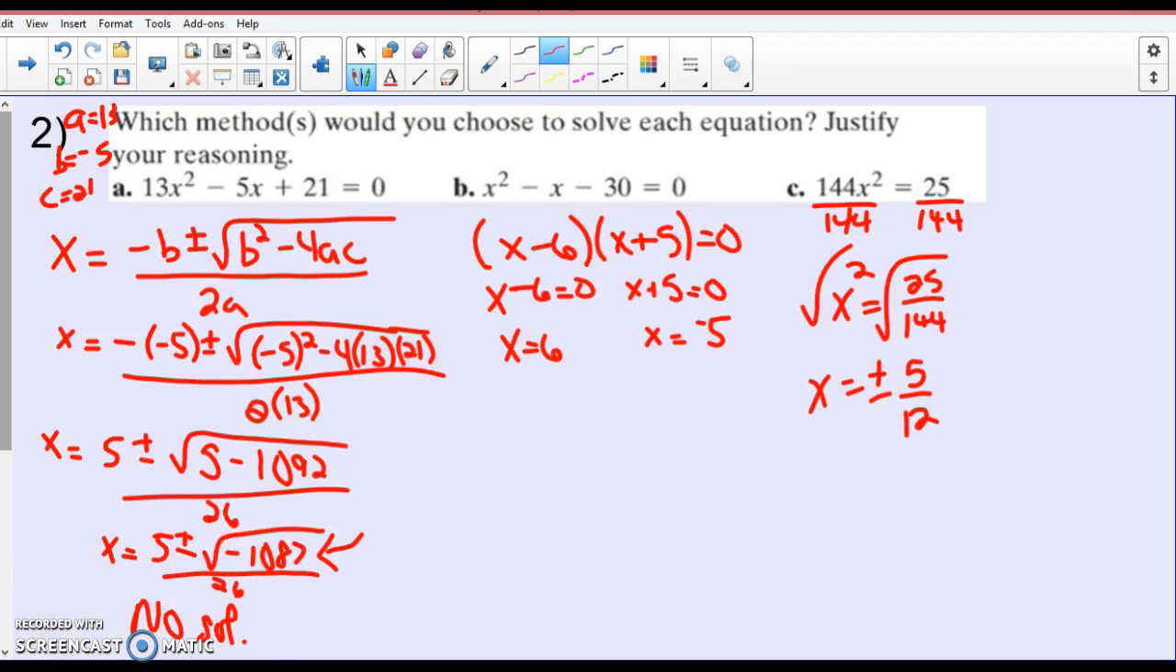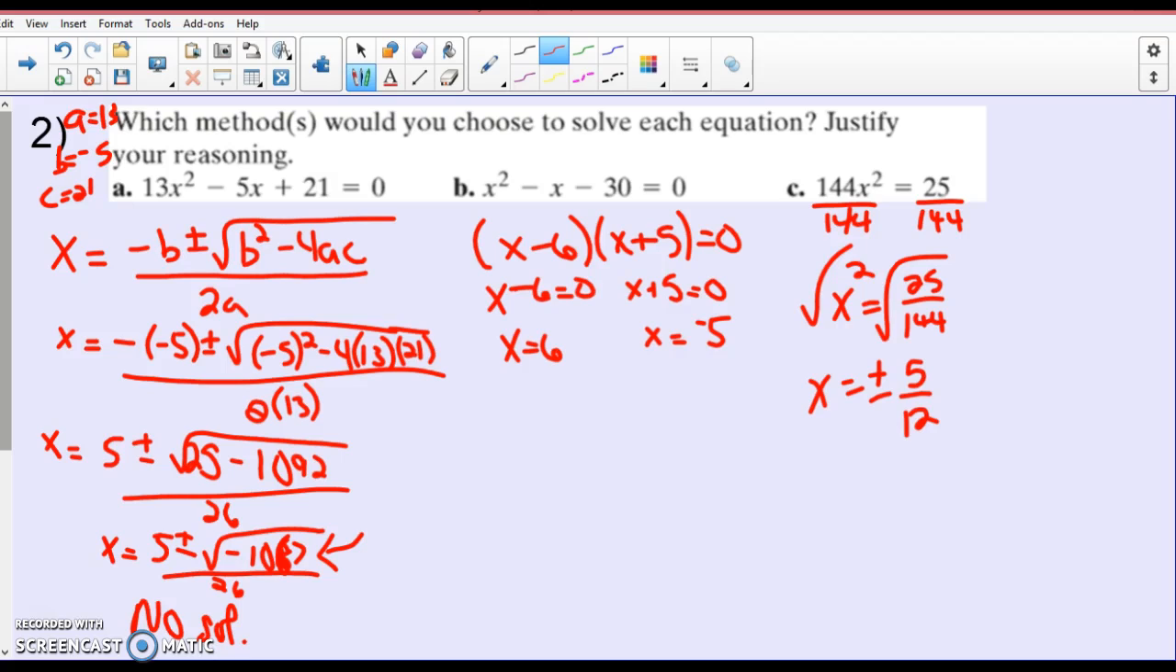B, solve by factoring. This factors into x minus 6 and x plus 5. So x is positive 6 and negative 5. What's wrong? Oh yeah, this should be 25. I'm sorry. That should be 25. That's going to make this 67. Okay. Yeah, thank you.